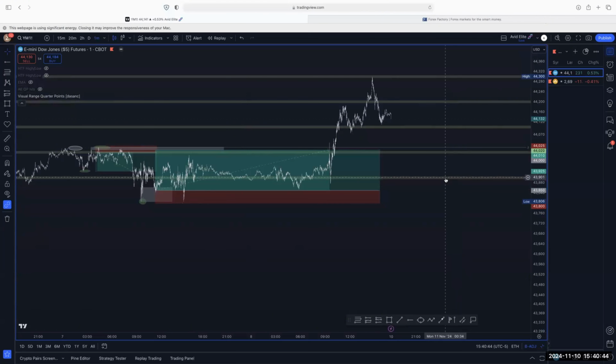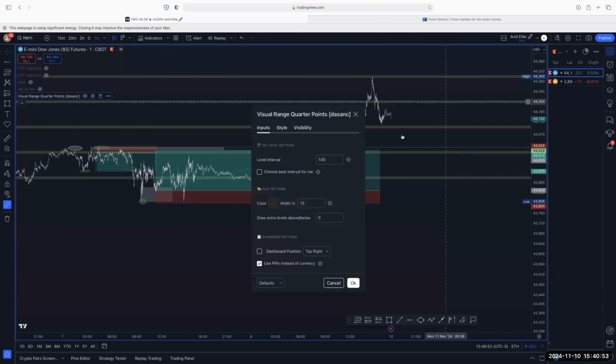This is popping up at 43,900, 44,000, 44,100, 44,200, and that's because I put 100 level intervals, and these are 10 pip spaces, but you could put whatever you want. You feel me?